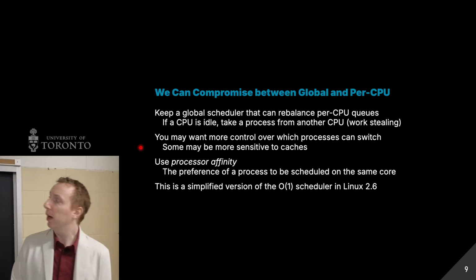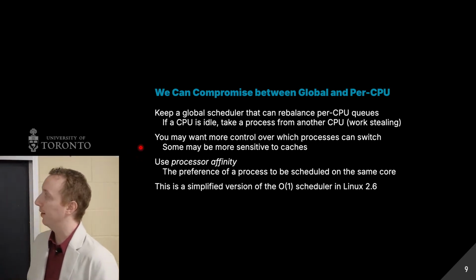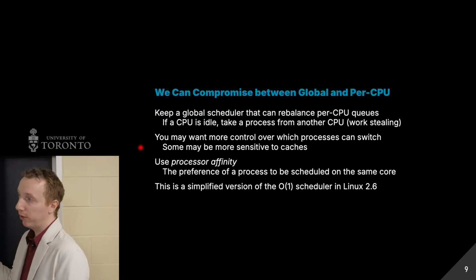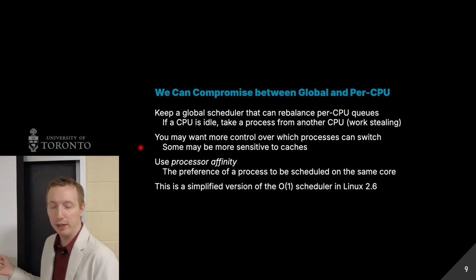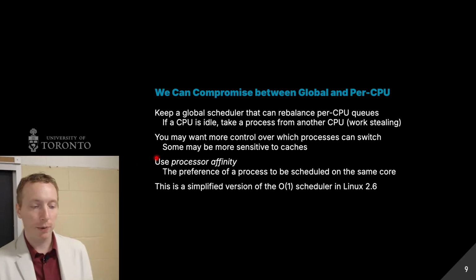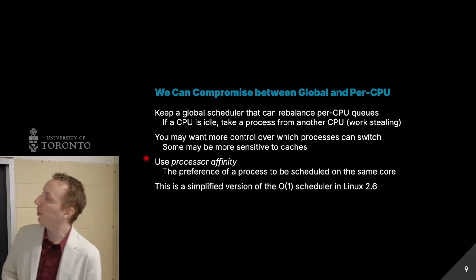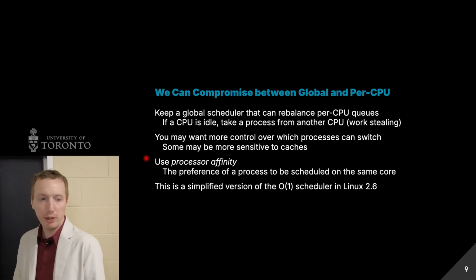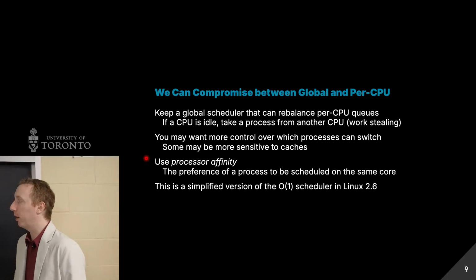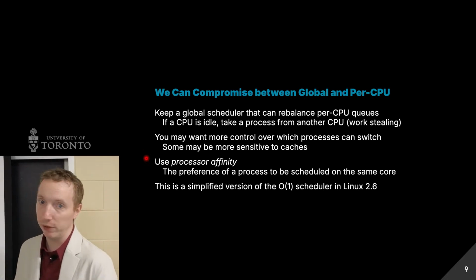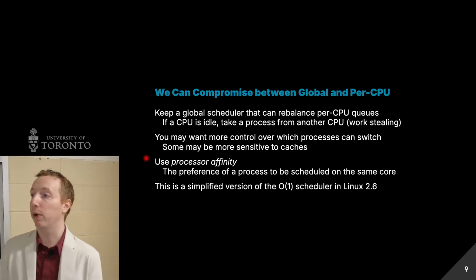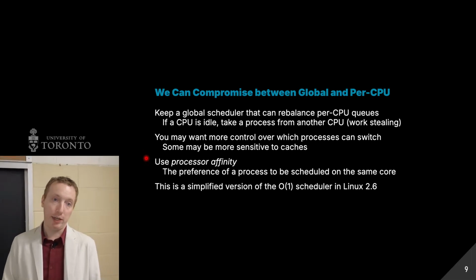So you might want more control over what processes can switch. Some processes, maybe you don't want to switch CPU cores. Maybe they're very sensitive to caches, and their performance would go way down if it switched. So there is a knob you are allowed to use on your operating system called processor affinity. And that is basically the preference of a process to be scheduled on the same core. So if it is high affinity, that means it is more likely to stay on the same core rather than to get switched. So you can even do this on Windows.